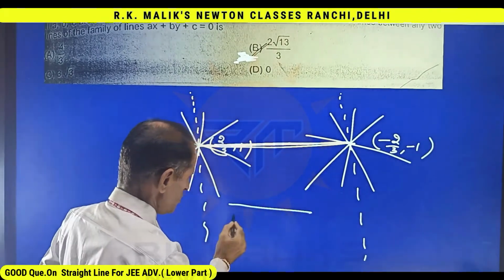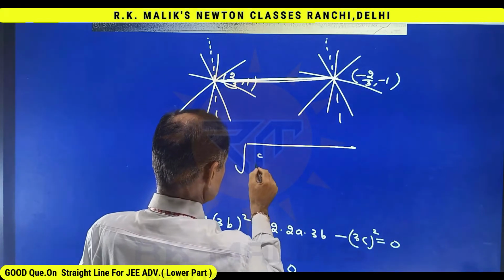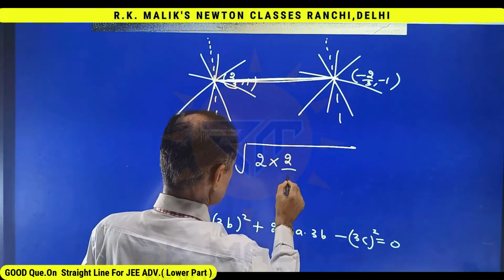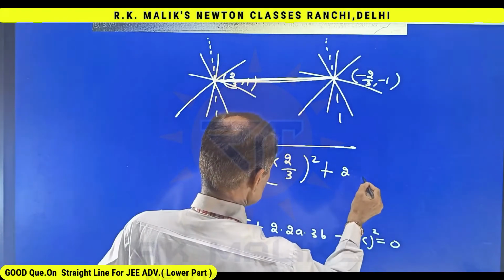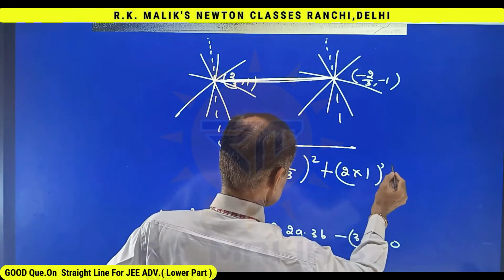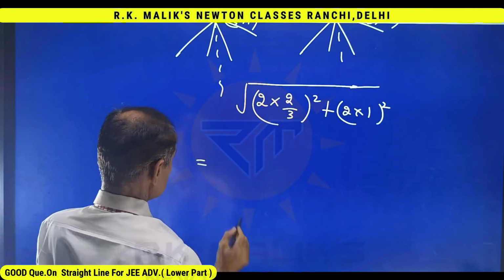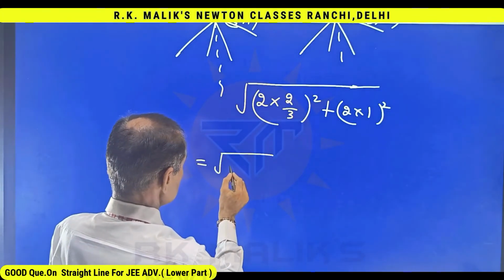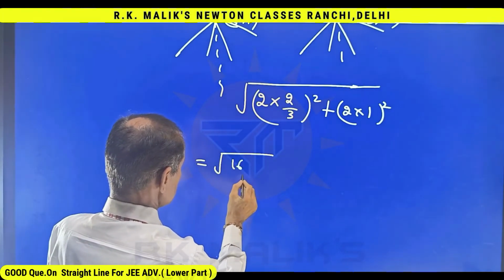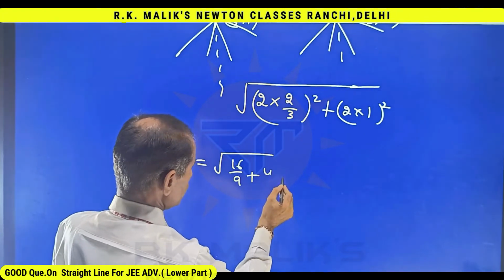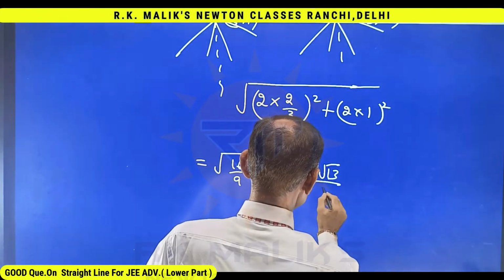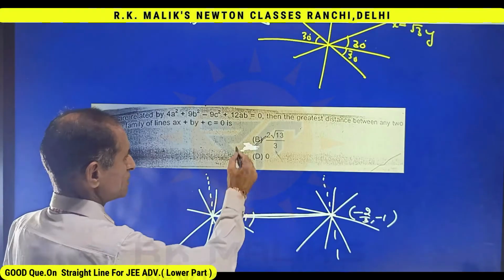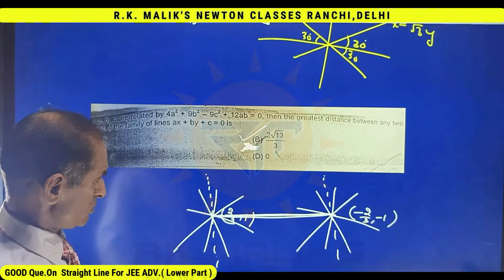which is, that is, under root of (2 into 2/3) whole square plus (2 into 1) whole square. That is equal to under root of 16/9 plus 4, that is 2 root 13 by 3. Hence, I can say B is the correct choice.